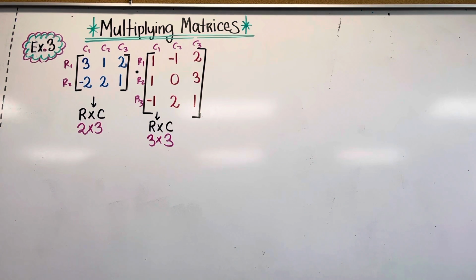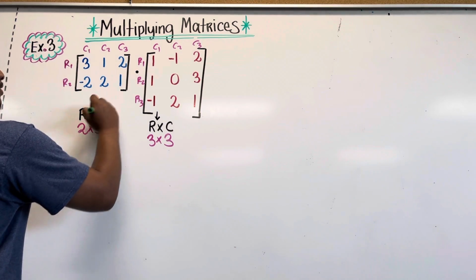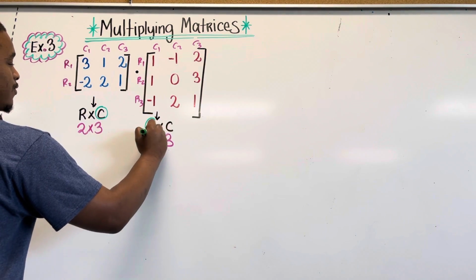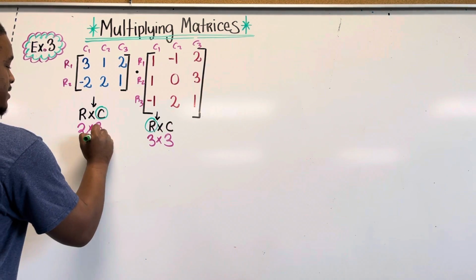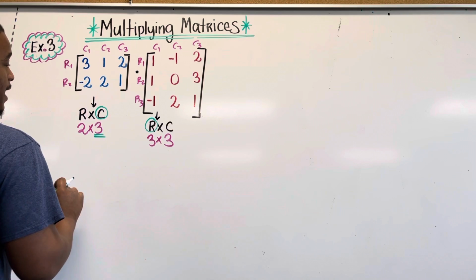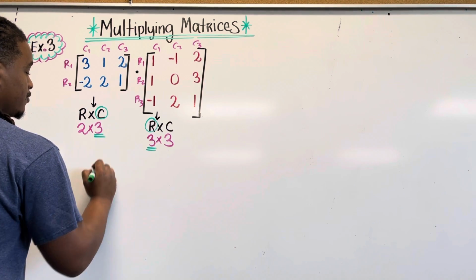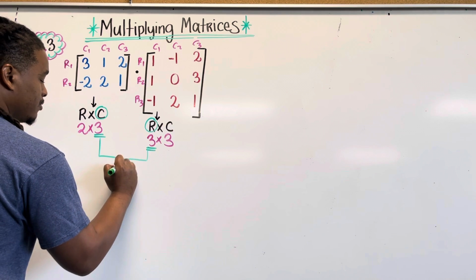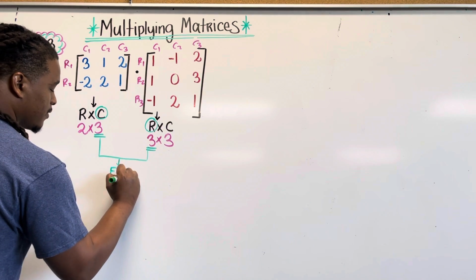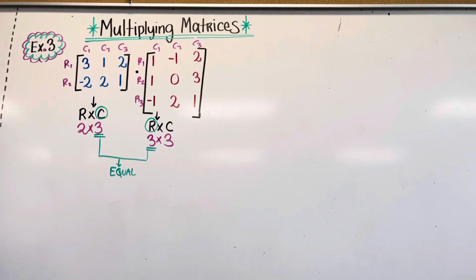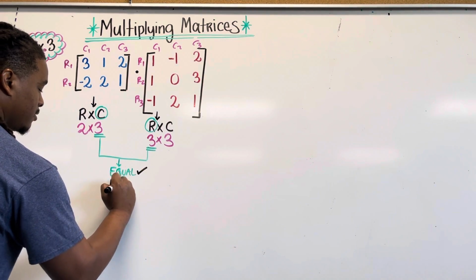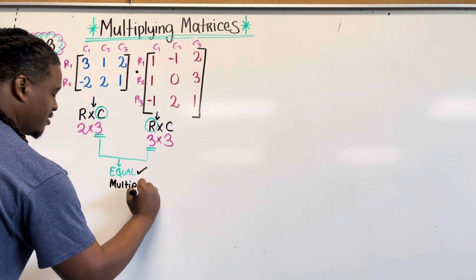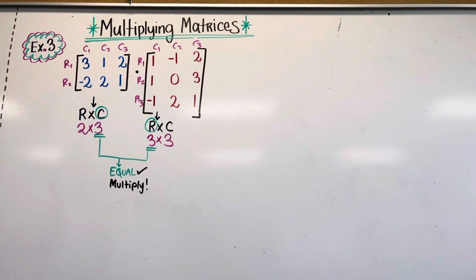Now, in order for us to be able to multiply, the columns of the first matrix have to equal the rows of the second matrix. The first matrix has 3 columns. The second matrix has 3 rows. Because they equal, that means that we can multiply. If they did not equal, then we wouldn't be able to multiply.